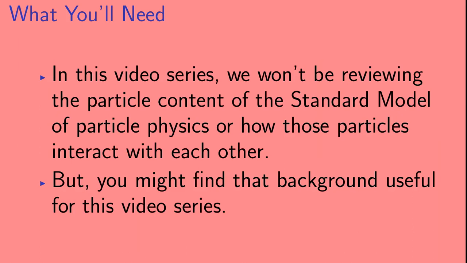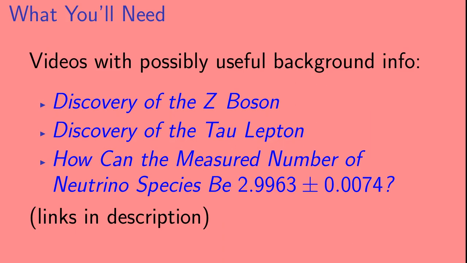Okay, so in this video series, we won't be reviewing the particle content of the standard model or how those particles interact with each other. But you might find that background useful for this video series. So there are some videos on this channel that might have information that is useful for you in that case. So you might want to check out the videos Discovery of the Z Boson, Discovery of the Tau Lepton, and How Can the Measured Number of Neutrino Species Be 2.9963 plus or minus 0.0074. And you can find links to those videos in the description below.